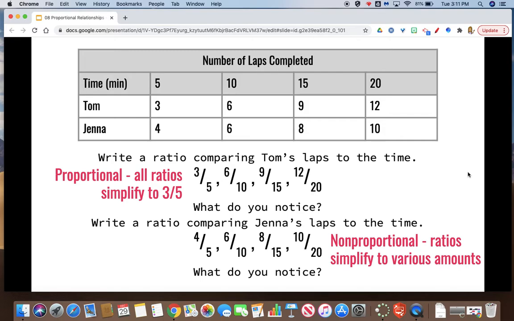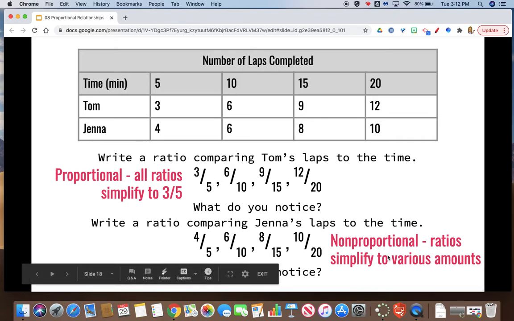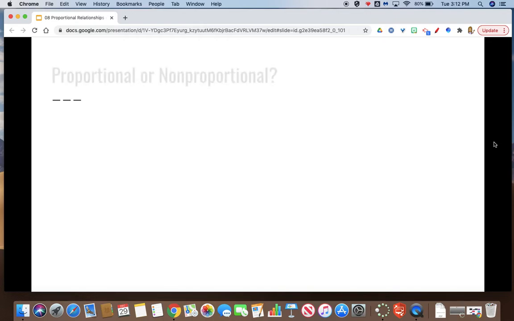That's going to be the biggest piece you're looking for. Do my fractions simplify to the same thing? If they all simplify to the same thing, you have proportional relationships. If they do not all simplify to the same thing, then you are dealing with non-proportional relationships. Let's look at some examples to practice.